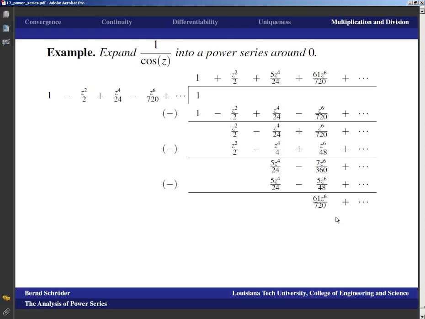And of course, it just keeps on going like that because we have the 61 z to the 6th over 720 here now, and we keep doing those subtractions. Now, what you can see is that these terms get progressively smaller, and that is why, at least near 0, the power series expansion ultimately does converge. But we can also see that it's quite impossible to get a pattern here.